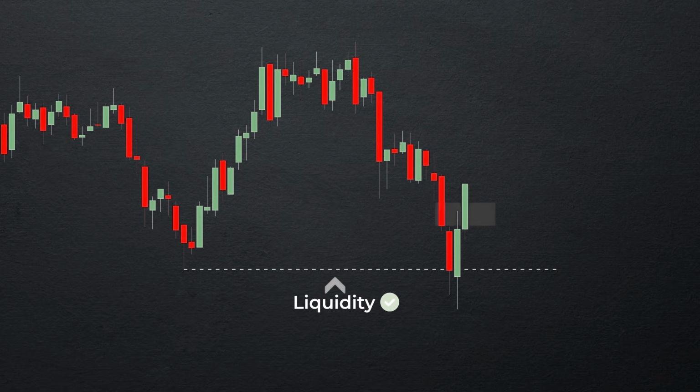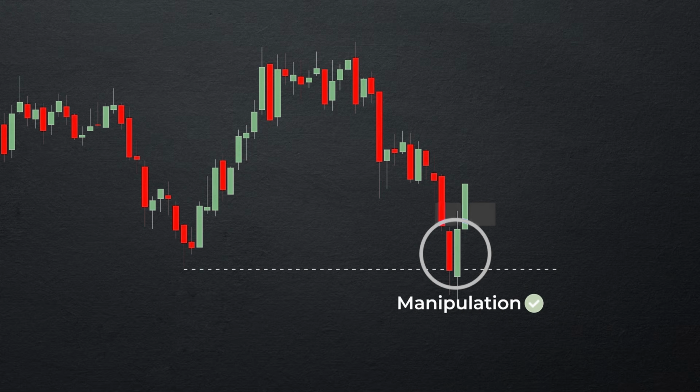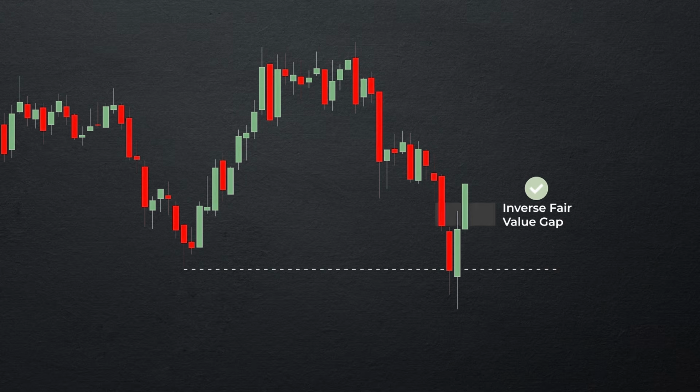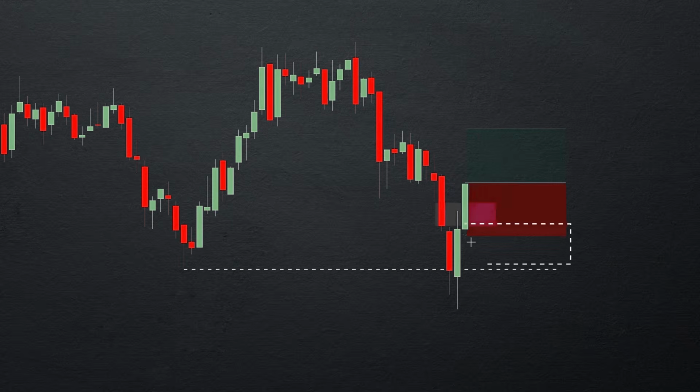So to find that where, we have to understand a concept called liquidity. Now, don't let the fancy word fool you. Think of liquidity as the fuel for the market. It's just those key zones on your chart, like old highs, old lows, or price imbalances, where price is naturally going to be pulled towards. That's where all the action is.